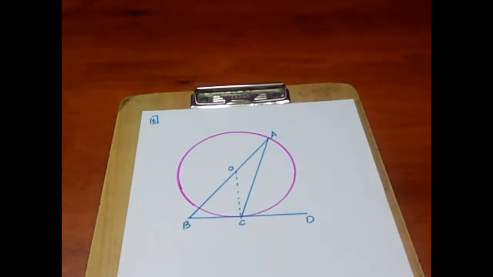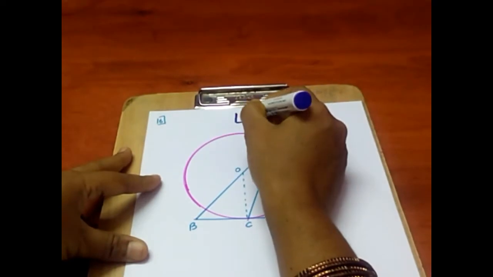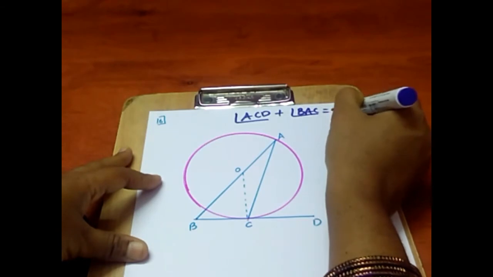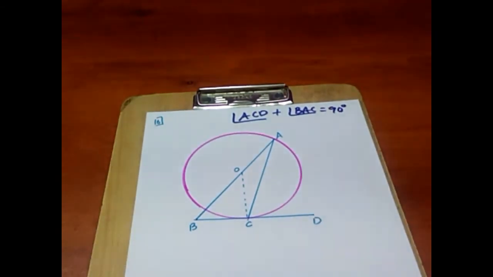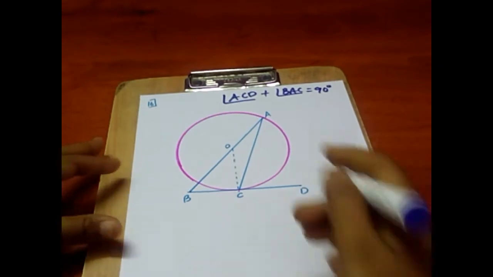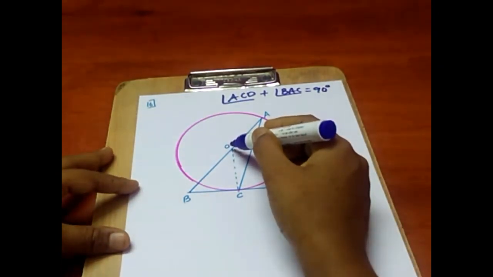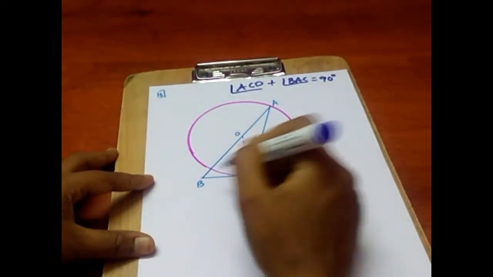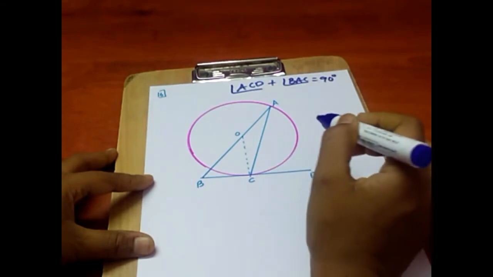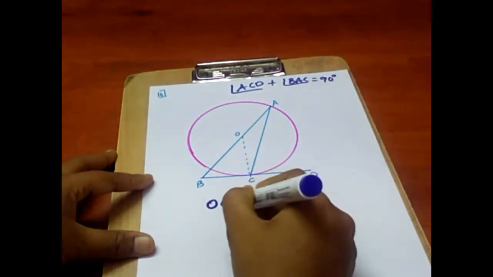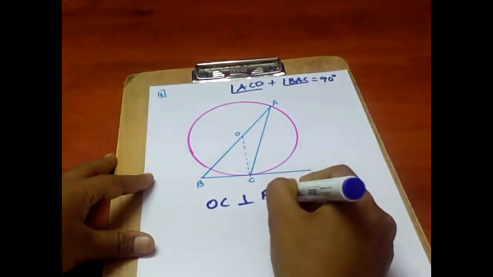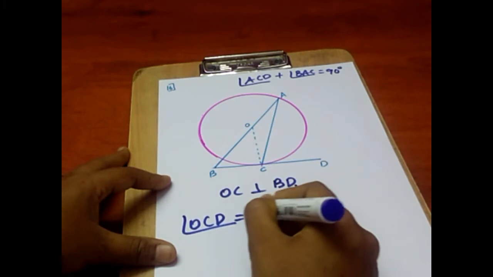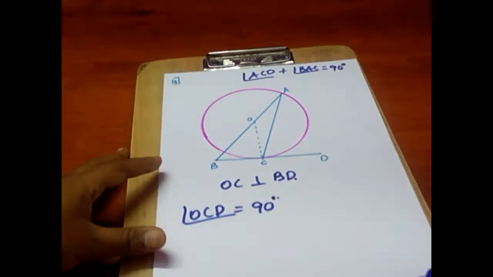Prove that angle ACD plus angle BAC is equal to 90 degrees. It is a very simple problem. At first, let me draw a line, joining O to C. We know that the angle between the tangent and the radius is 90 degrees. Hence I can say that OC is perpendicular to BD. Once OC is perpendicular to BD, angle OCD will be equal to 90 degrees.